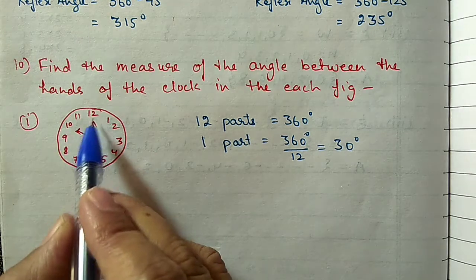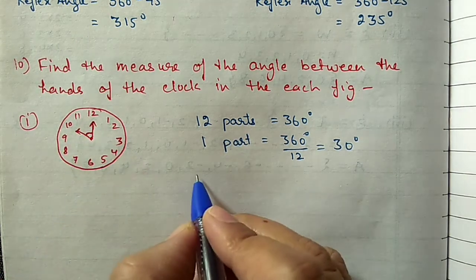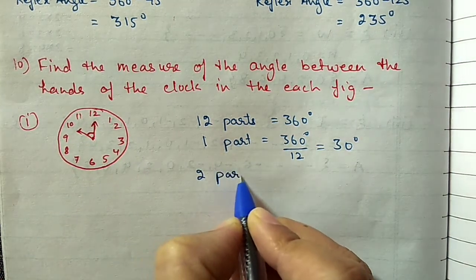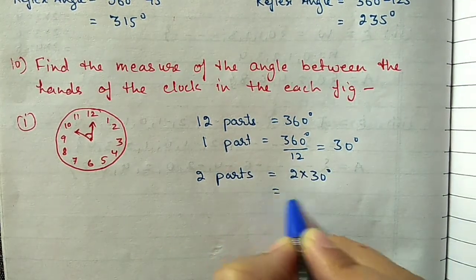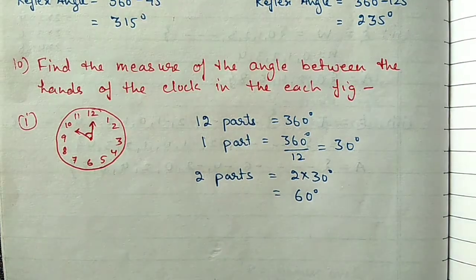And how much is it moving? It is moving two parts. So two parts will be equal to 2 into 30, 60 degree. It means it is moving 60 degree.